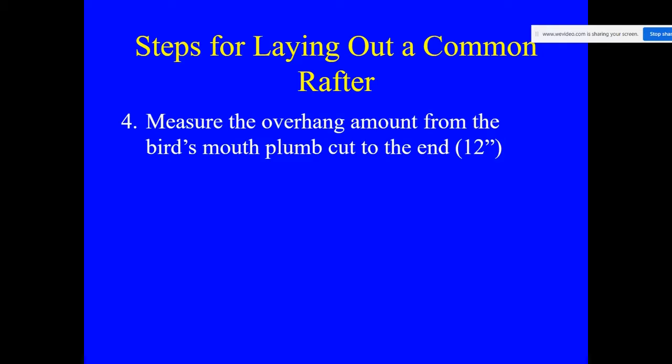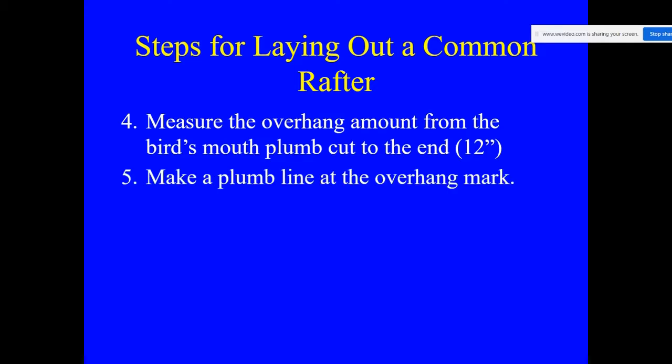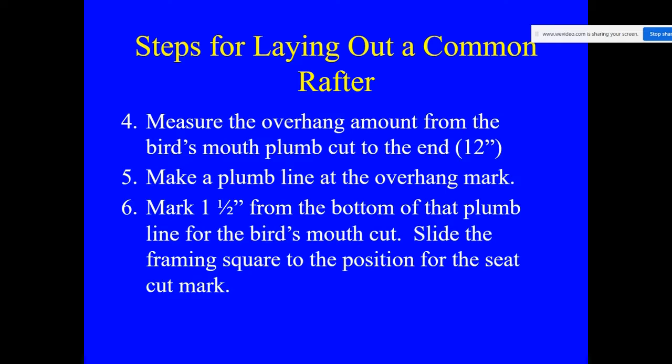All right, then it's the overhang amount from the bird's mouth plumb cut to the end. Sometimes it's 12 inches. Other times it can be like 16 or 8. Kind of depends on the house and the architect, whatever they wanted. Make a plumb line to the overhang mark. Again, the idea of a plumb line, you'll see what this all means later. Mark 1.5 inches from the bottom of that plumb line for the bird's mouth cut.